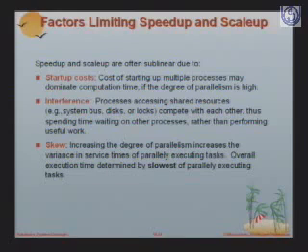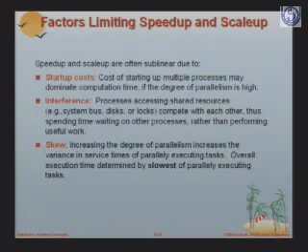Speedup and scaleup are often sublinear due to startup costs, interference, and skew. The cost of starting up multiple processes may dominate computation time if the degree of parallelism is high. Processes accessing shared resources, such as the system bus, disk, or logs, compete with each other, thus spending time waiting for resources. This is the problem you have.